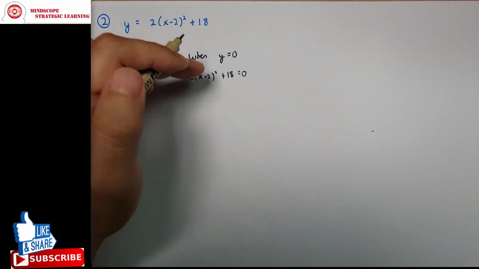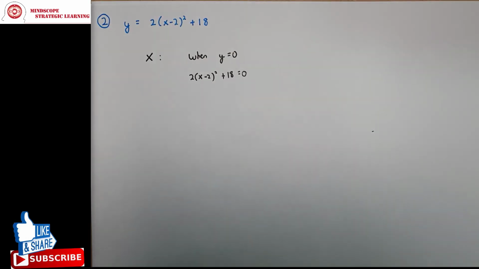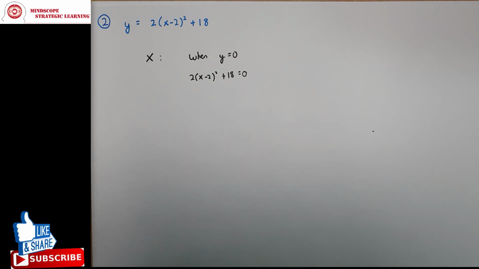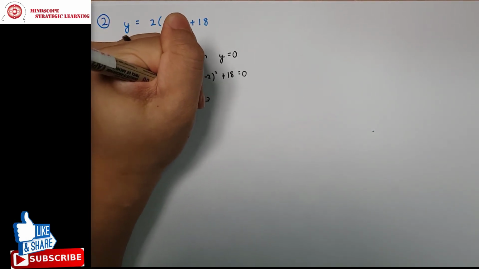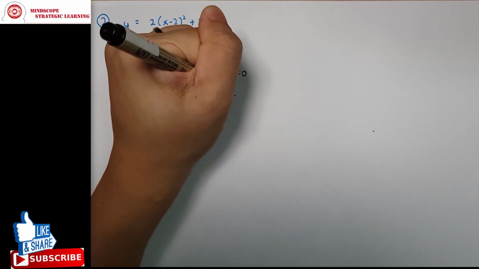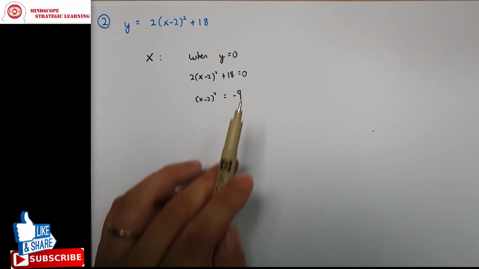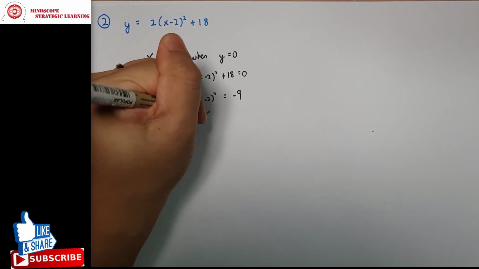To solve that, we bring the 18 over and then divide by 2. So we need to isolate the squared term. So we have (x minus 2) squared equals minus 9. Now we run into a problem when we try and square root both sides.